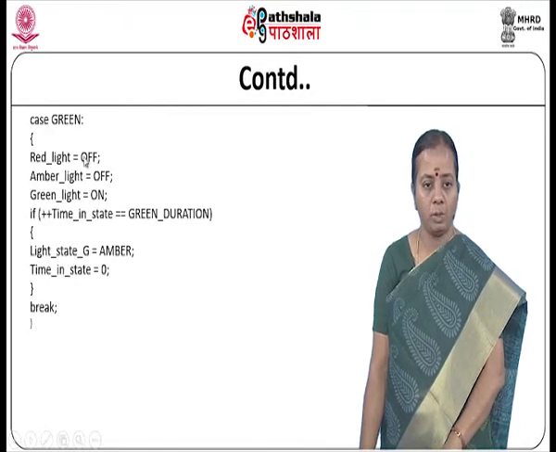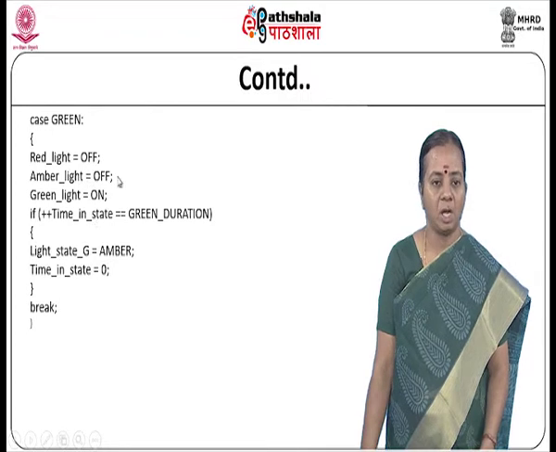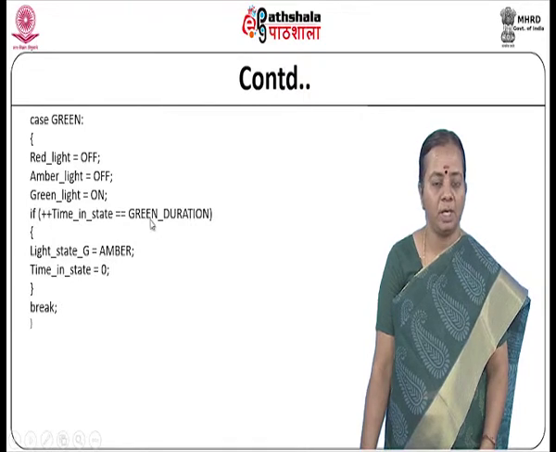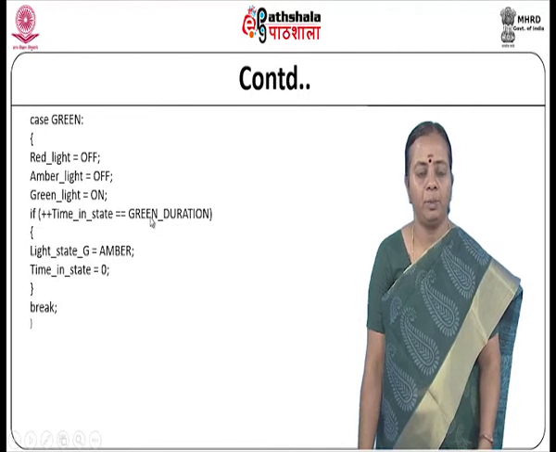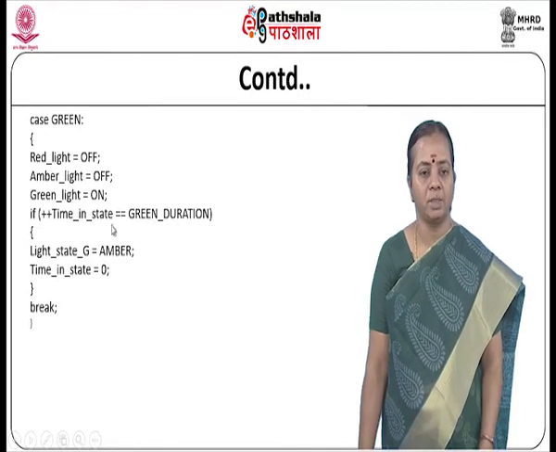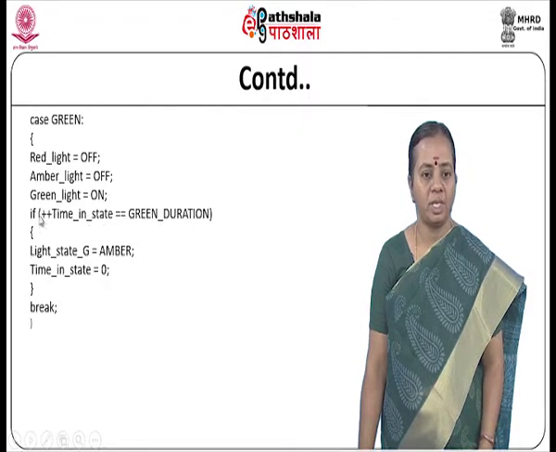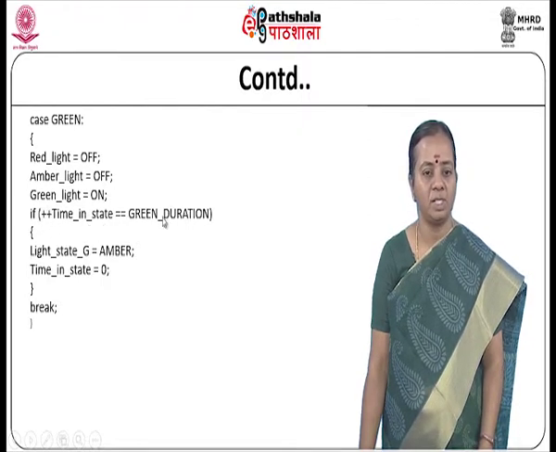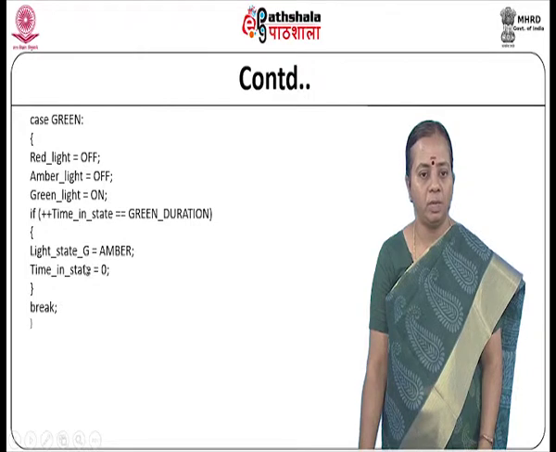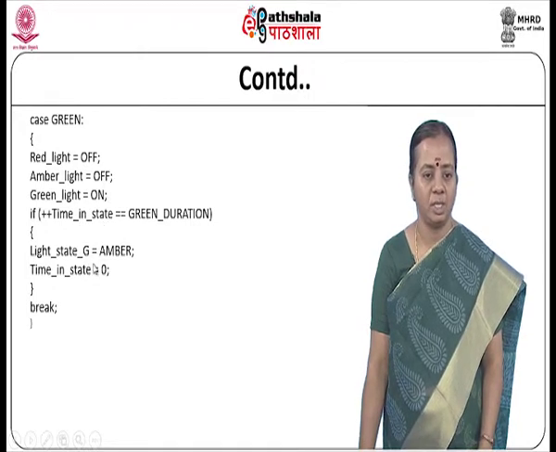When it goes to green, you just see that the red light is off, amber light is off and the green light is switched on. So, by the time it looks at whether the time in state, which we have already initiated with 0, these two are similar or not. Because it is 0, definitely it will not be similar. So, each and every time it increments and it checks. Once it reaches the whole duration, then it goes inside. If the condition is satisfied, it comes down.